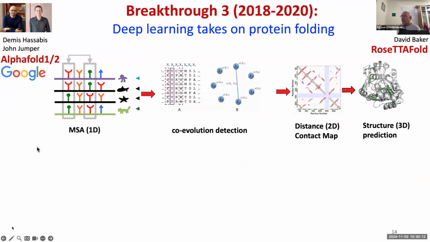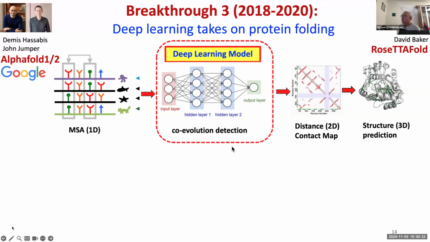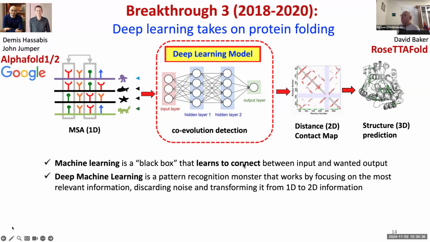So now the pipeline remains the same. We still need the multiple alignment, still need some method for coevolutionary detection, map, and structure prediction. But now the method to extract the coevolutionary information is deep learning. It's a deep learning model connecting the input and the output layer. In this case, the input layer is a multiple alignment, the output layer is a two-dimensional distance contact map, with many millions of parameters. And this works exactly as described before.